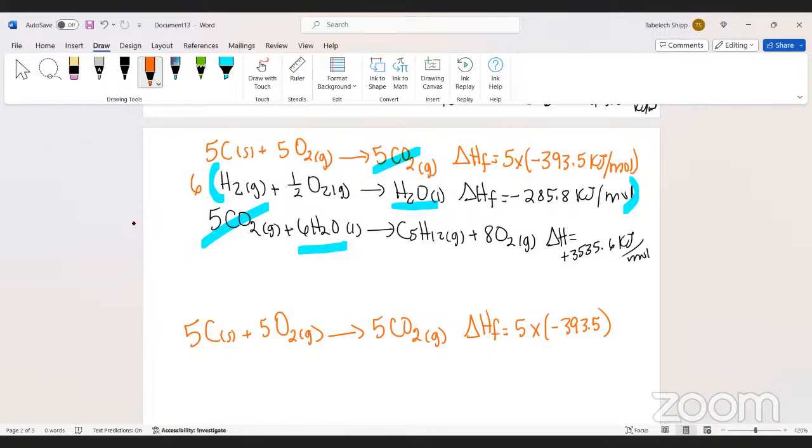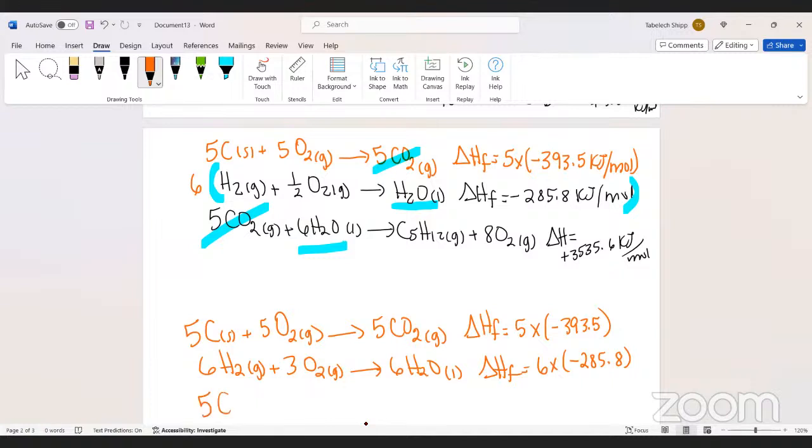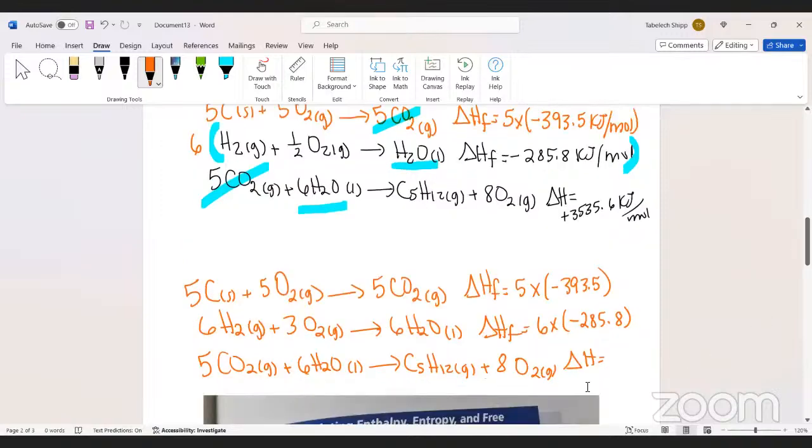The 6 in front of H2 becomes 6 hydrogens. And then that 6 times 1/2 becomes 3 oxygens. And then the 6 for the water, H2O. And then my delta H is 6 times that negative 285.8. Okay? Then I'm going to still keep the bottom one, okay? 5 carbon dioxides plus 6 waters produces C5H12 plus 8 oxygens. And again, your delta H, like I said before, I have to write it really small, okay? It's positive 35.6.